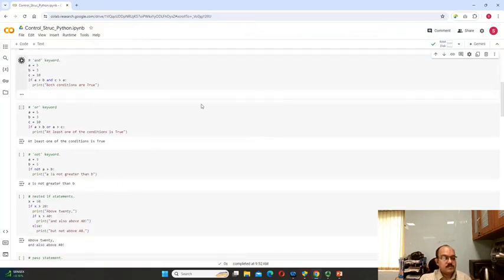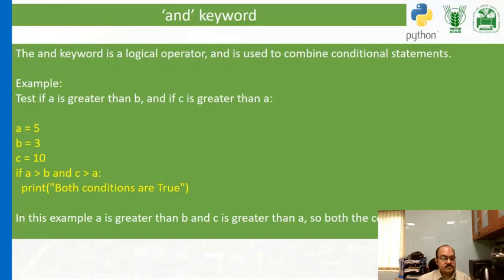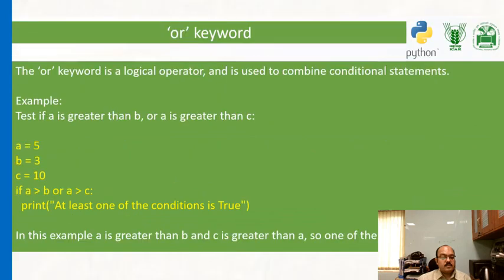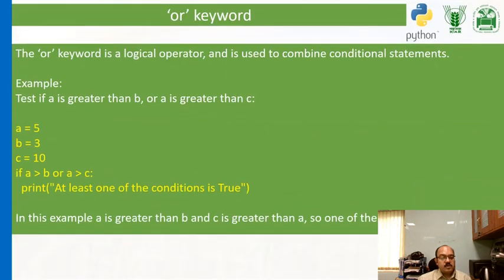So we run this and we get the output as both conditions are true. Next we use the OR keyword. It is again a logical operator and it is used to combine conditional statements.